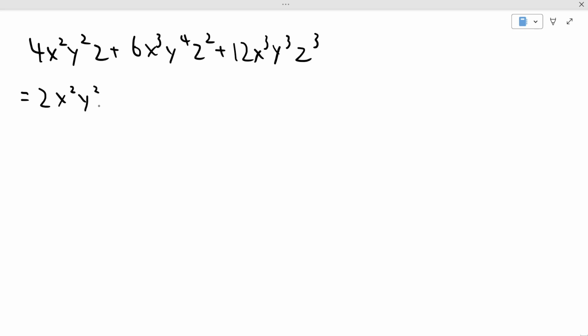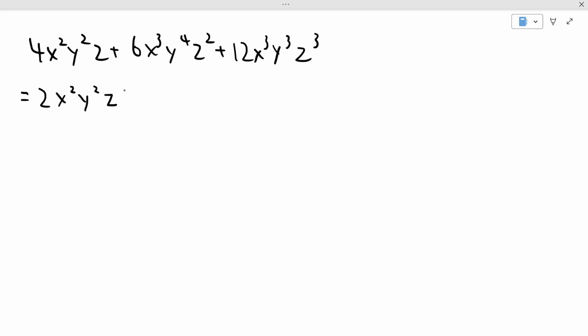And if we consider the z variable, we have a z in the first term, a z squared in the second term, and a z cubed in the third term, so that means we can only take out a z from all three terms. So this means the greatest common factor for all three terms is 2x squared y squared z, and that's what all three terms have in common. Again, if we want to find what should be inside the parentheses, we divide all three terms by the greatest common factor, which is 2x squared y squared z.